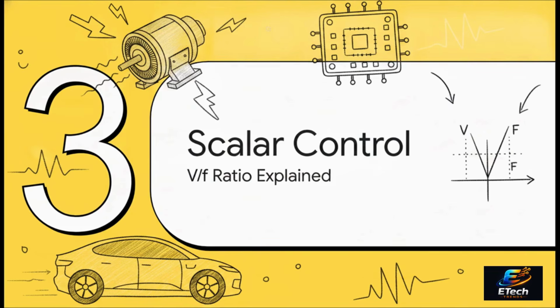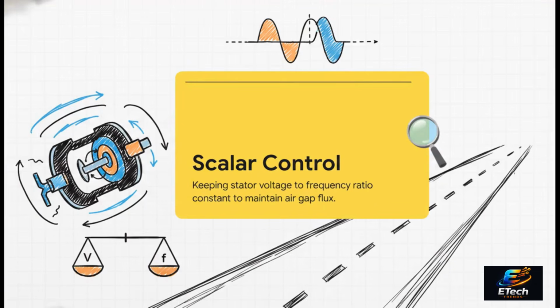Which leads us perfectly into Section 3, Scalar Control V/F ratio explained. So now that we know the harsh physical demands of the road, how do we actually command the induction motor to meet those demands? Well, the answer is scalar control. This is a highly reliable technique that simply adjusts the frequency of the power supply while keeping the voltage to frequency ratio perfectly balanced. By keeping that ratio locked in and constant, the air gap flux inside the induction motor is also kept constant. And that right there is the secret sauce to completely stable motor operation.